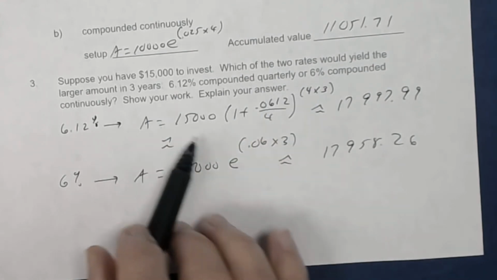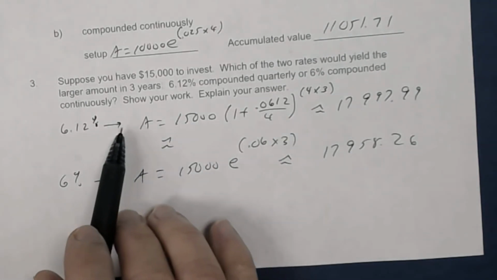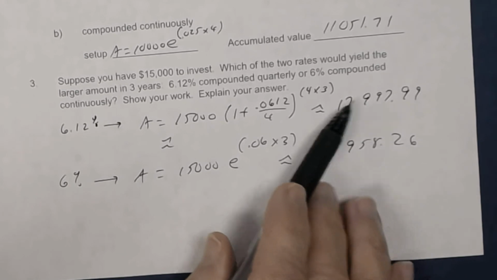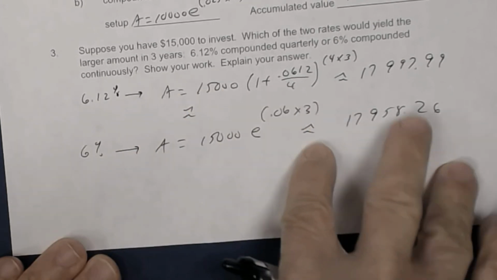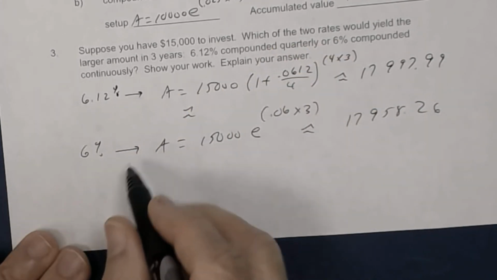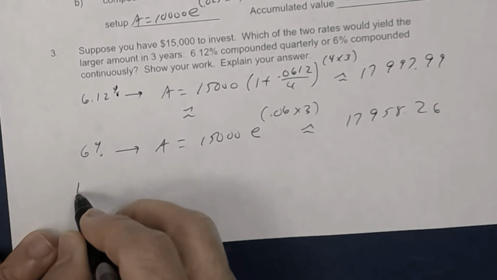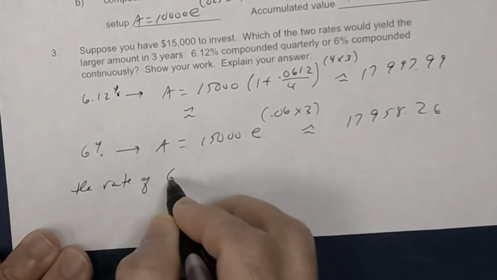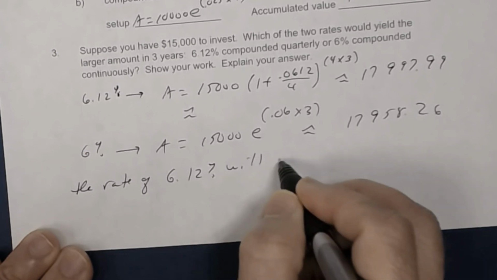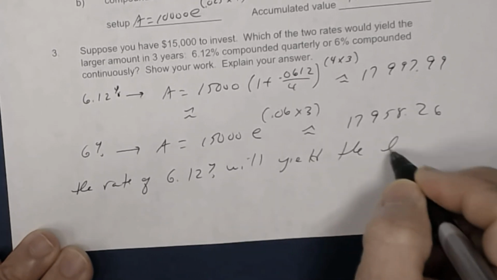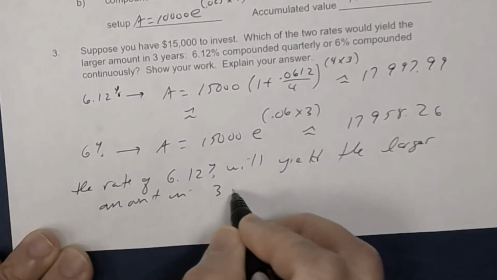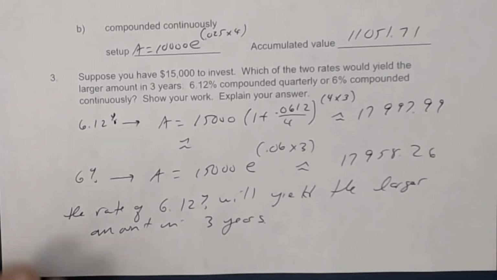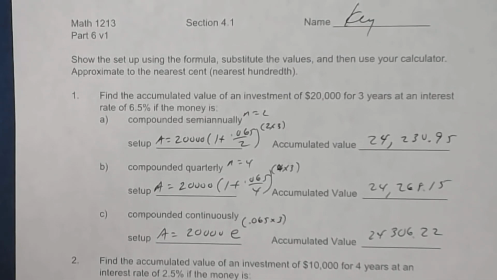Okay, so if you're comparing two different investments, the same amount though, one at 6.12% compounded quarterly, and the other one at 6% compounded continuously, in this case, the one that's going to give you more money at the end of 3 years is this one. Okay, so this is your work. You're explaining your answer. So which of the two rates would yield the larger amount in 3 years? So you'd say the rate of 6.12% will yield the larger amount in 3 years. Okay? All right, so that is the key to Worksheet 4.1, Part 6.